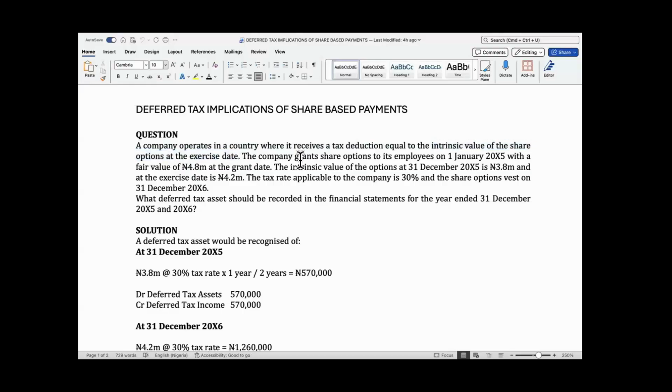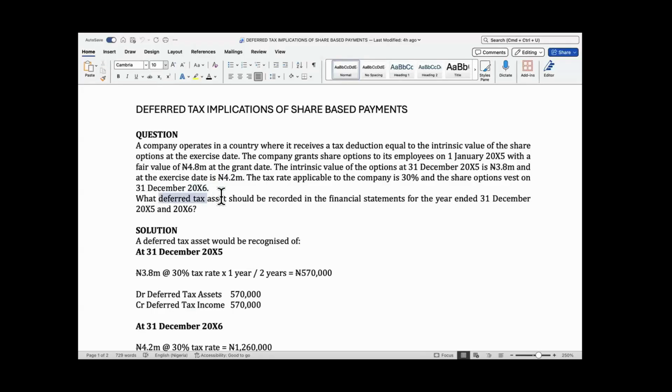So we're now told that this company grants share options to their employees on 1st of January, and the fair value at the grant date is 4.8. The taxman will not allow this, right? So the intrinsic value in 2005 is 3.8. And at the exercise date, which is 2006, is 4.2. Tax rate is 30%, and the options vest in 2006. So what's the deferred tax asset?